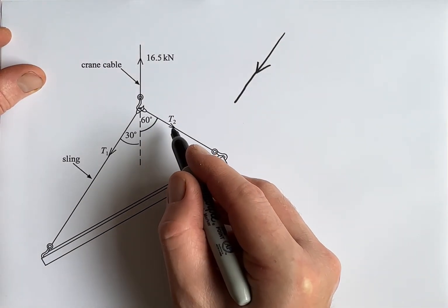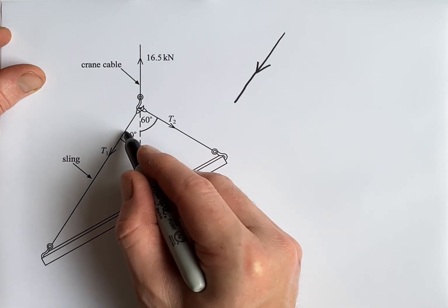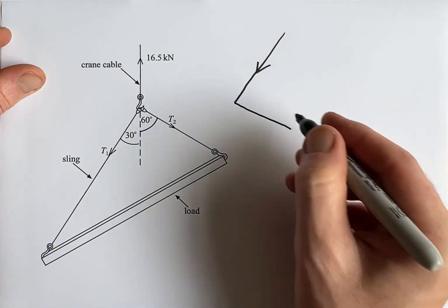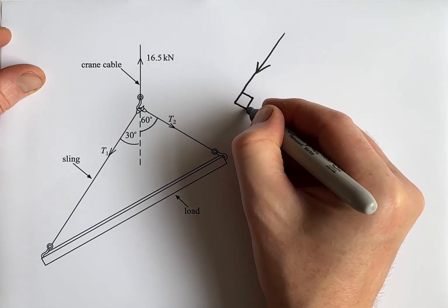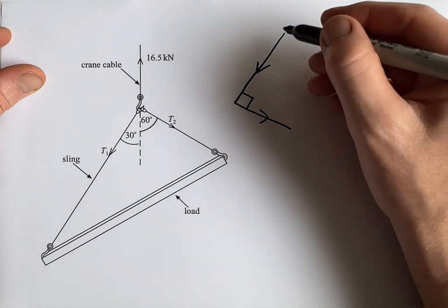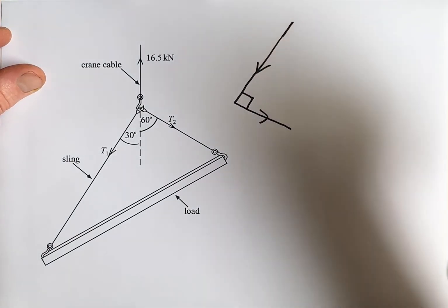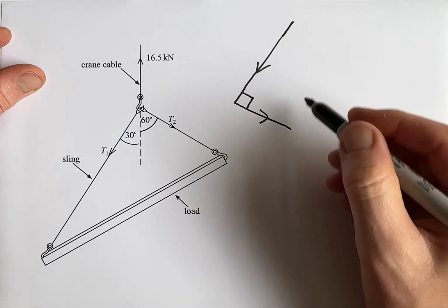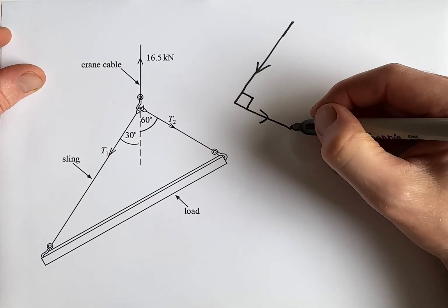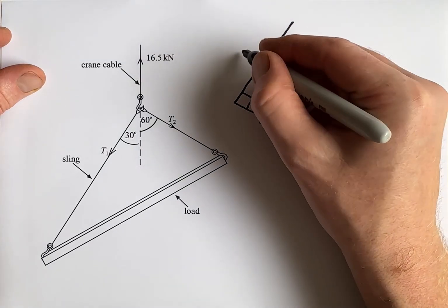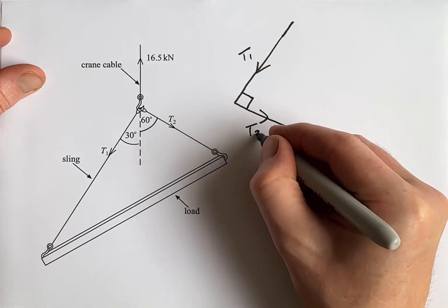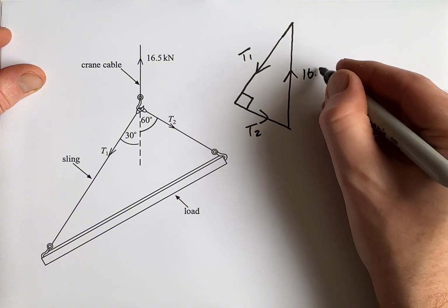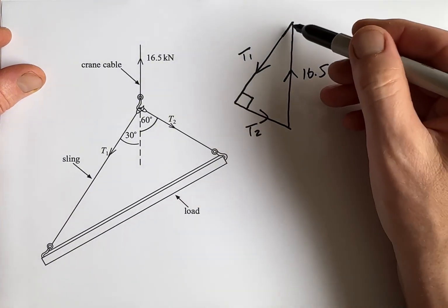And then we're going to draw T2. The interesting thing here is this is 30 and this is 60, so we know that the angle between T1 and T2 is actually 90 degrees. So I'm going to draw T2 across here like this. It might not be exactly 90 in the diagram, but we're going to draw 90 anyway. I'm just going to make this one a little bit longer. Now we've gone head to tail, and we're going to put that to the tail of this 16.5 kilonewton force. So this is T1, this is T2, and now we've got the 16.5 kilonewton force.